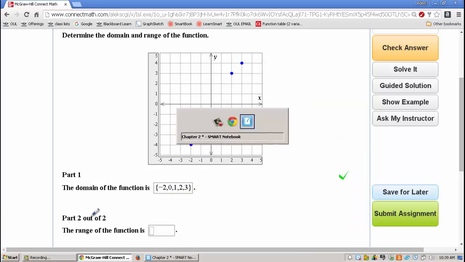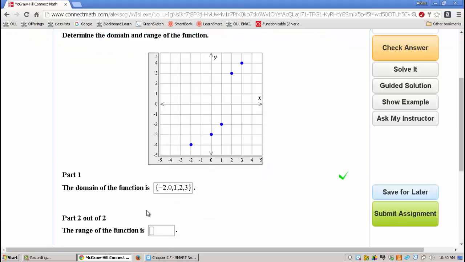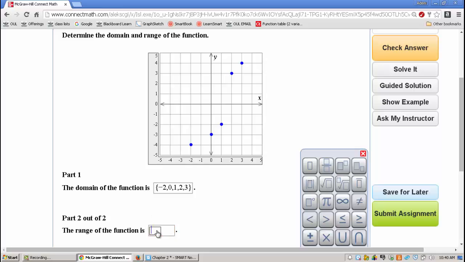Range. For range, you need to let these fall onto the y-axis. Or just take the y coordinates, in other words. From bottom to top, -4, -3, -2, 3, 4. Okay? So you kind of smash them against the y-axis, compress them from left and right. Okay? So it is -4. Again, don't miss the parentheses.